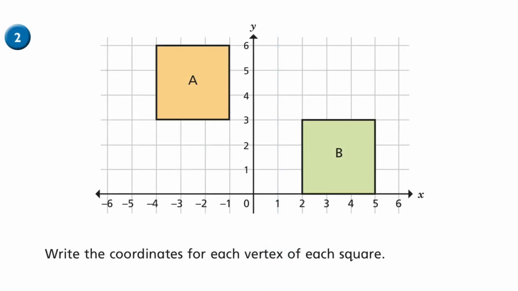Okay, children, if we move on to question number 2, you can see there are 2 squares, A and B, in 2 of the quadrants. I'd like you to put the coordinates for each of the vertices, which are the corners, for each point on each square. For instance, on A, one of the coordinates is -1, 3. Can you do the other 3 corners of square A, and then all 4 corners for square B? Pause the video now and have a go at that.